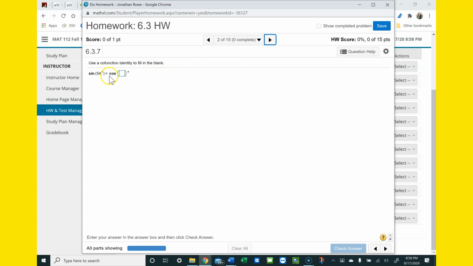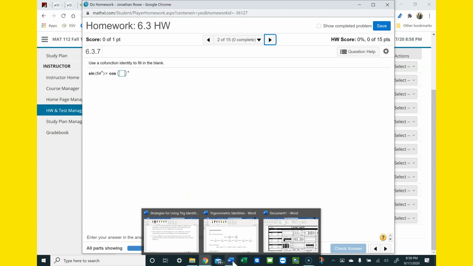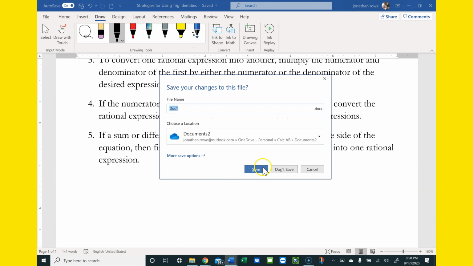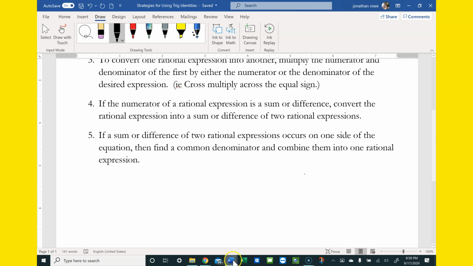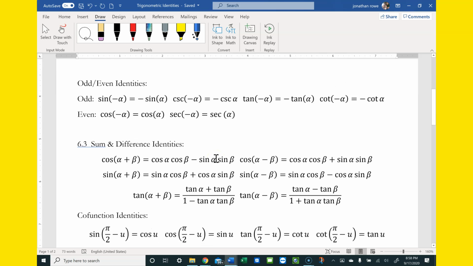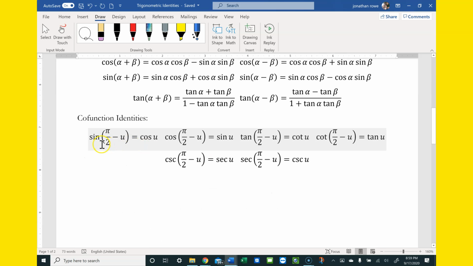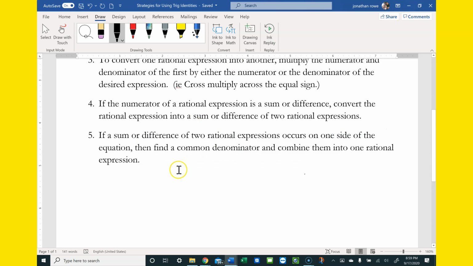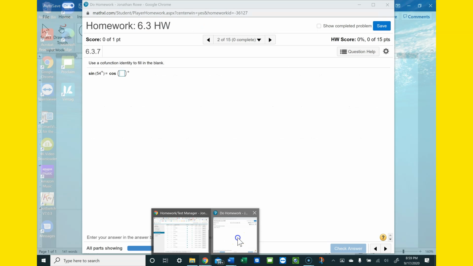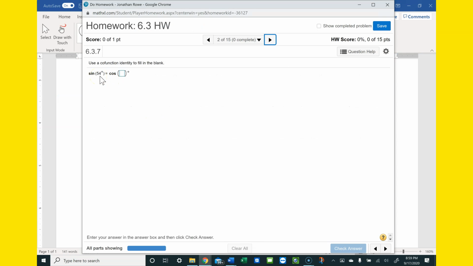All right, so if you remember, the cofunction identity says that sine of pi over 2 minus the angle equals cosine of the angle. If we do it in degrees, it's sine of 90 minus whatever the angle is. This is the same thing as the cosine of the angle. So sine and cosine are equal if the angles are complementary of one another.